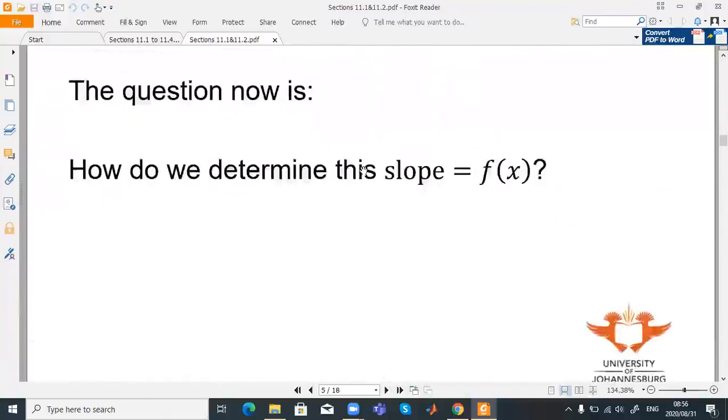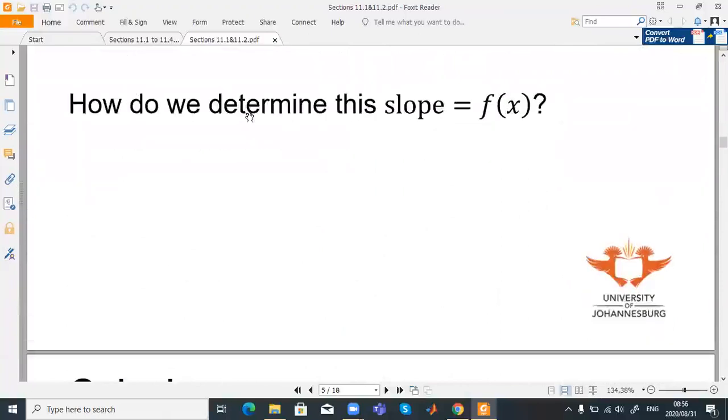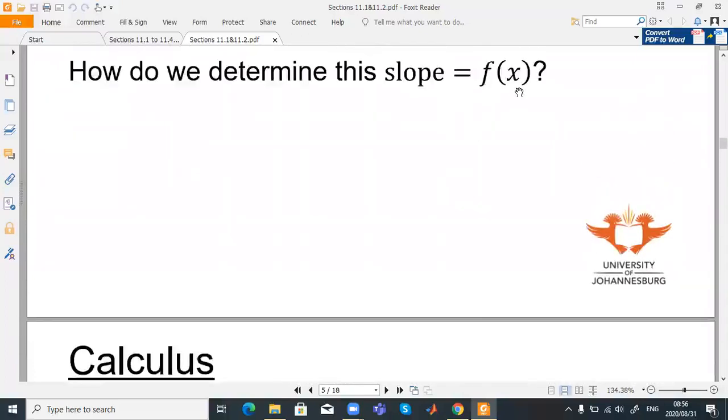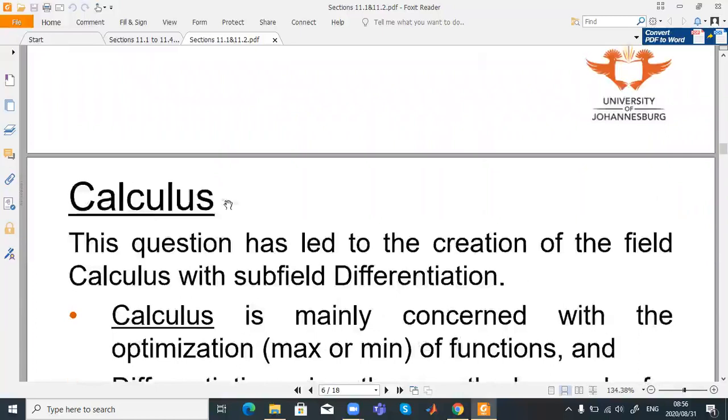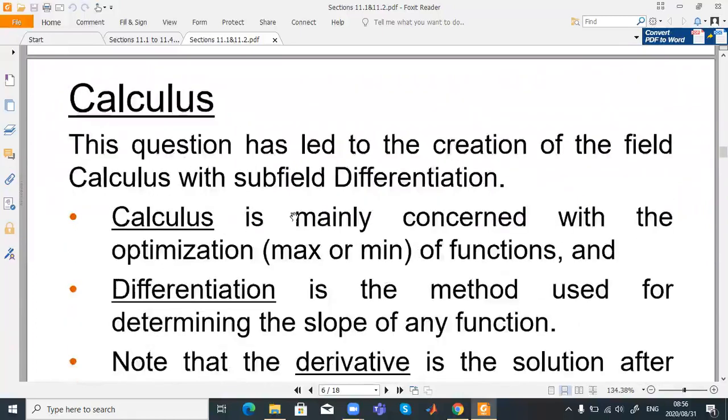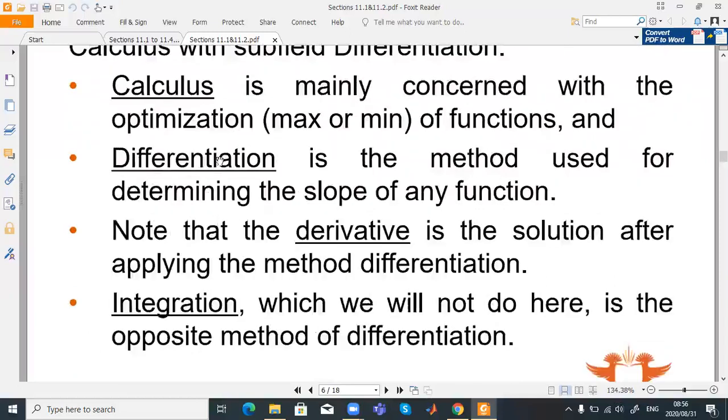Okay. So now we have a function. How do we determine the slope of a function f of x? Given any function f of x, how do we determine the slope? Here we have what we call calculus. You must know what calculus is, but my focus here will be what is differentiation.